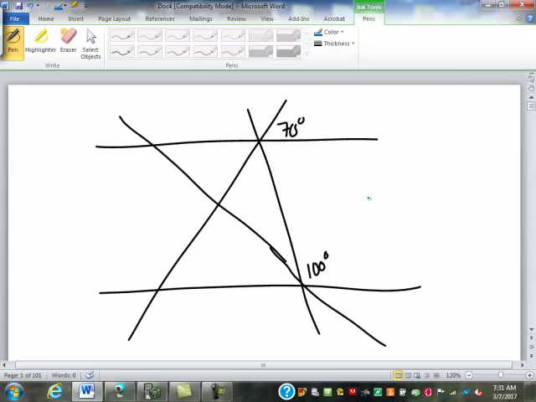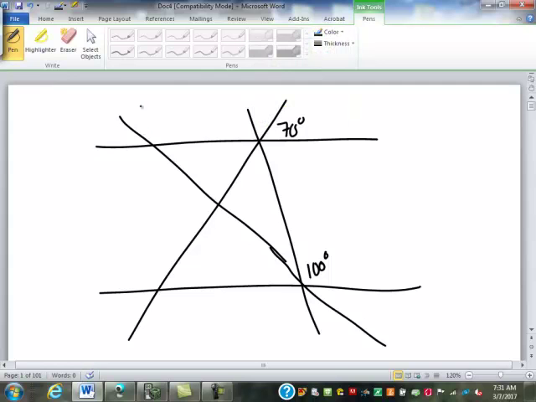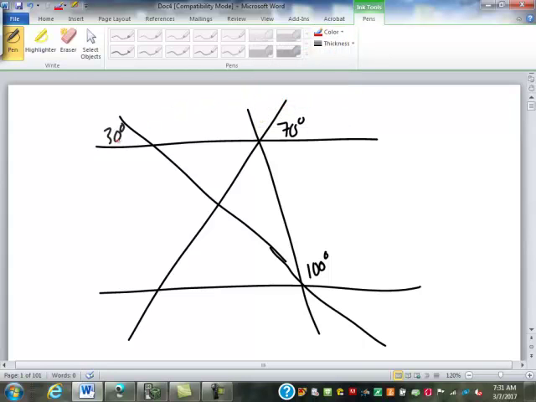And this one over here, we'll call this one 30 degrees. So those are the three angles that were given there. Everything else can be found from those angles. Let's start here because this is the easy one. If this is 30, this is 150, 30, and 150, right?